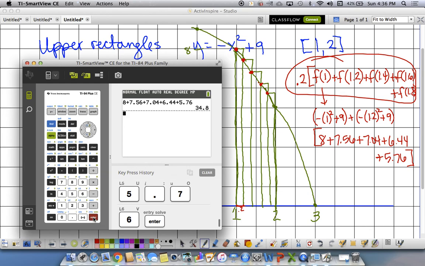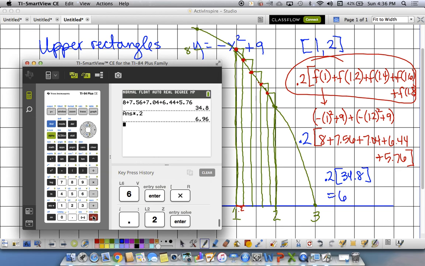So now that was all of my f of 1 plus f of 1.2 plus f of 1.4 and so on. I still need this 0.2 times all that. So I need 0.2 times 34.8. So I'm going to hit times 0.2. And that area of all of these rectangles is 6.96. Excuse me. So that's the area.